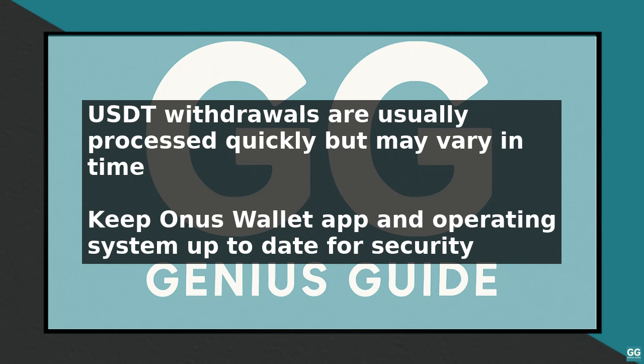Always keep your Onus Wallet app and operating system up to date to ensure smooth and secure transactions. Additionally, be aware of the minimum and maximum withdrawal limits set by Onus Wallet, as well as any applicable fees. You can find this information in the Onus Wallet app or on the official Onus website. By following these steps and best practices, you can securely and efficiently withdraw USDT from your Onus Wallet.